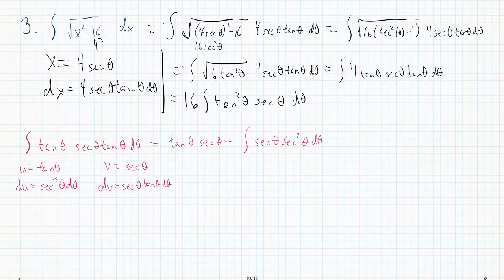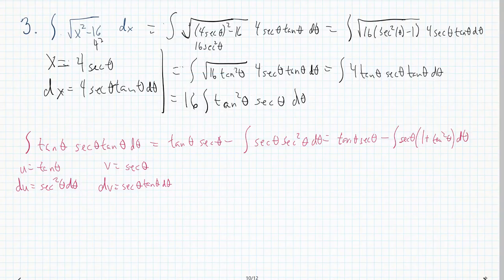But when you think about it, we talked about secant squared theta. That's just 1 plus tangent squared of theta. So this can be rewritten as tangent theta secant theta minus the integral of secant theta, and then secant squared theta we just mentioned is 1 plus tan squared theta, and then d theta.